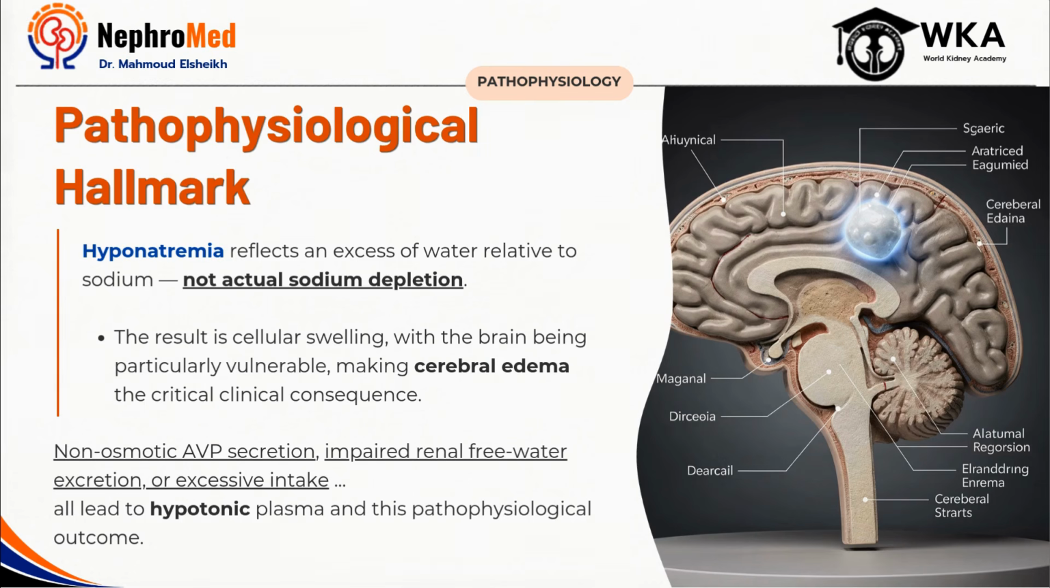Now, several mechanisms can lead to a hypotonic state. One is non-osmotic AVP secretion, where vasopressin continues to be released despite low plasma osmolality. Another mechanism is impaired renal free water excretion, which we commonly see in kidney dysfunction. And of course, excessive water intake, especially when it exceeds the kidney's excretory capacity, can also produce the same outcome. So, regardless of the trigger, the final common pathway is the same: retention of free water, hypotonic plasma, cellular swelling, and potential neurologic injury.